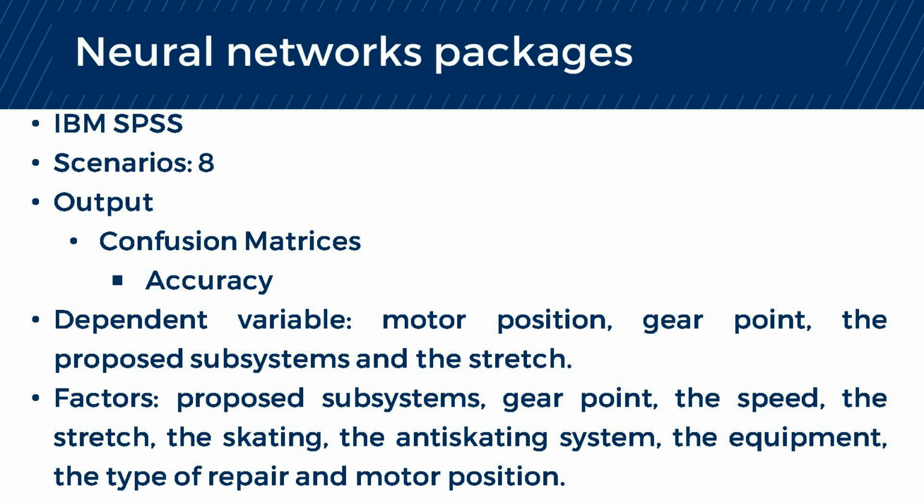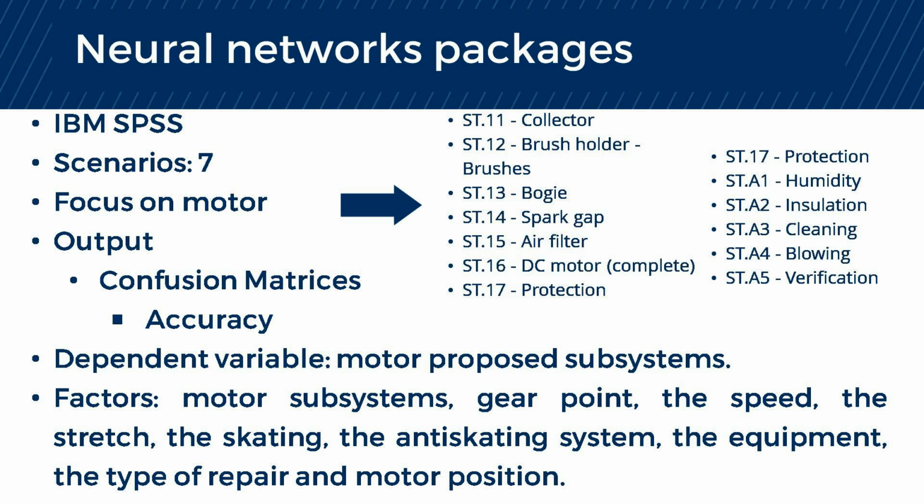The first software package for neural networks was IBM SPSS. It was created 8 scenarios selecting motor positions, gear points, the proposed subsystem, or the stretches. The factors were the other columns in the master table. The output analysis was the confusion matrices.